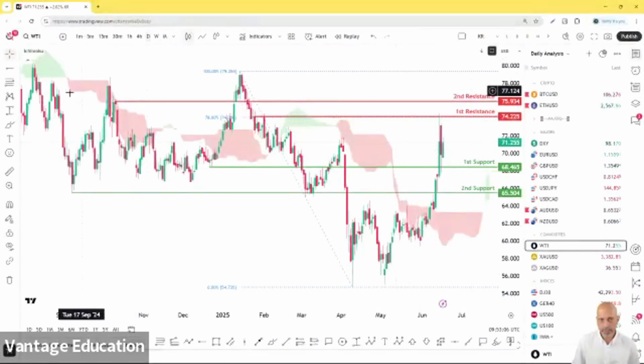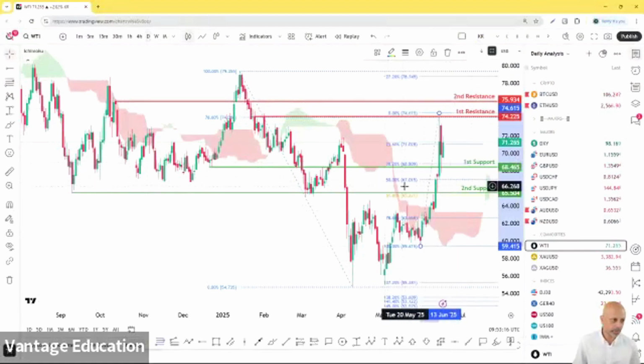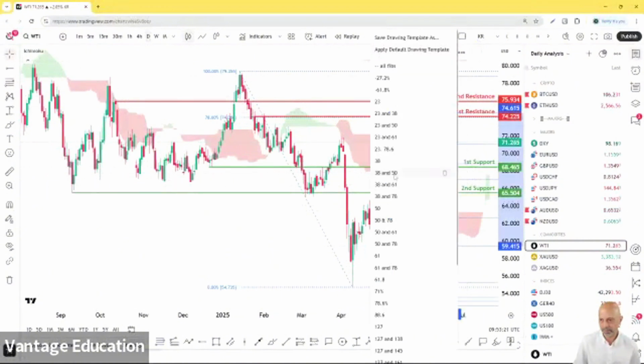Now, on this uptrend that begins from 30th of May, we can run a Fibonacci retracement up to last Friday's high. Looking at all the fibs, we can see that the 38% and 61% retracements align pretty well with the first and second supports respectively.